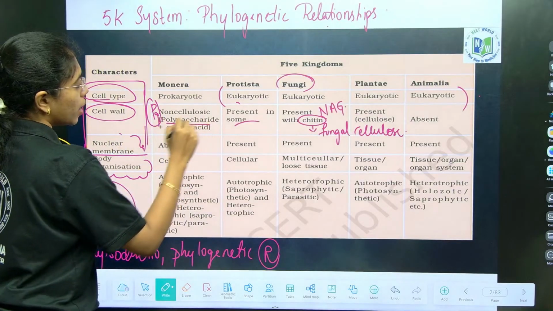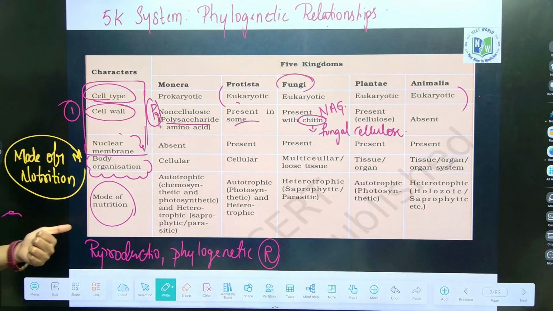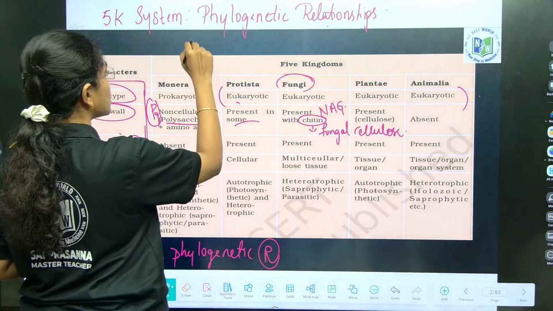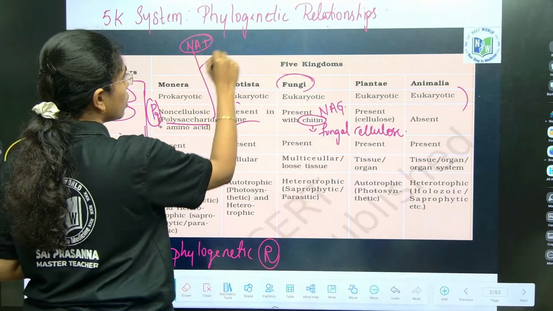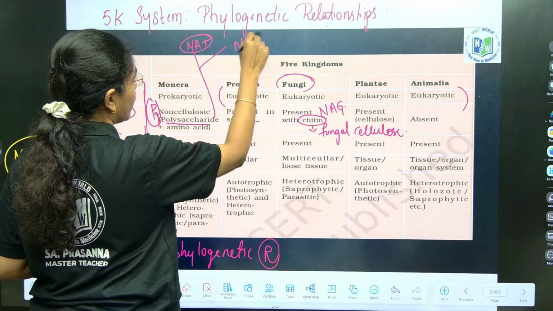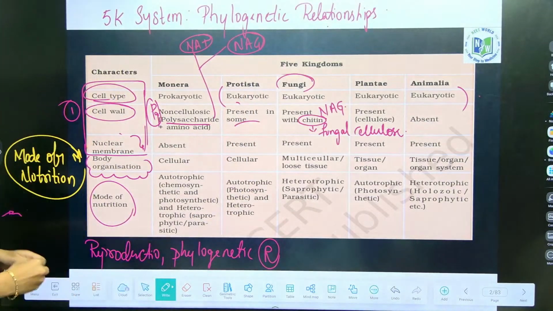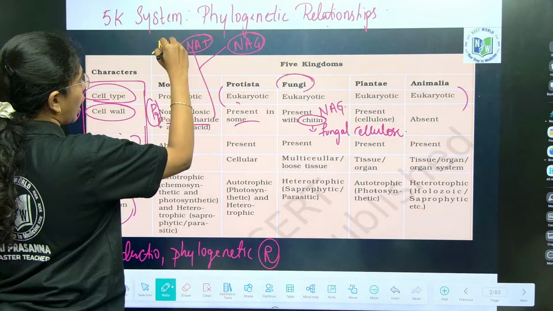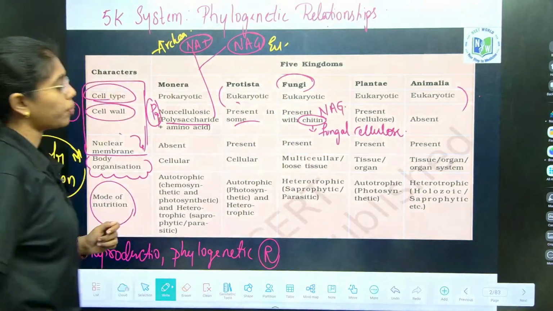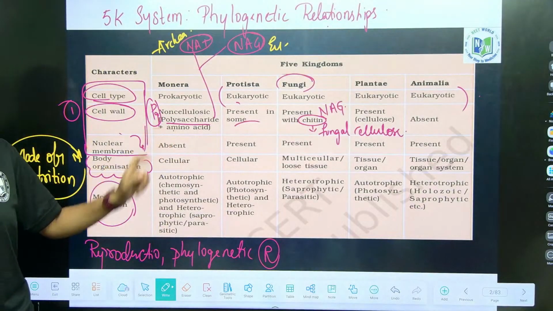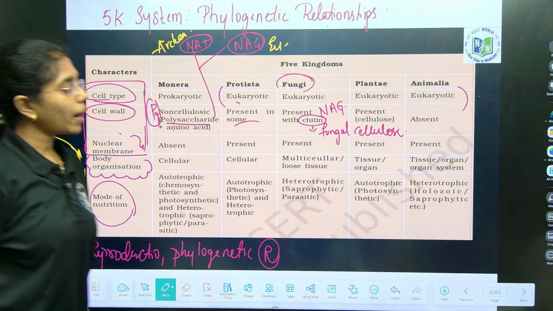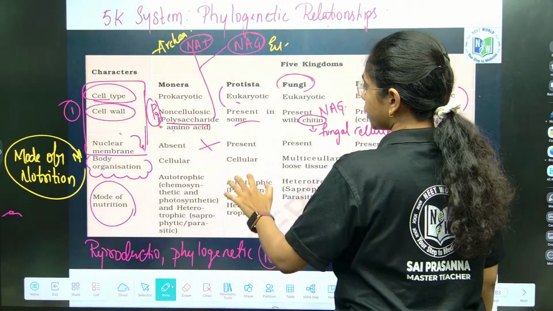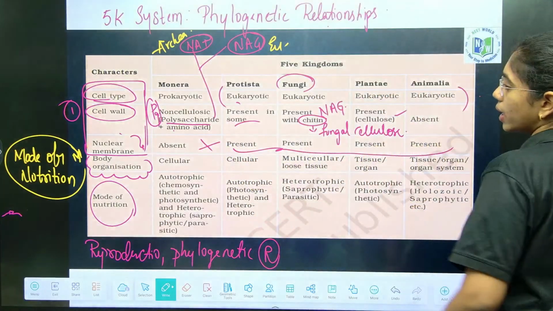Here in Monera we have Archaebacteria and Eubacteria. Archaebacteria will have NAT, N-acetyl talosaminuronic acid. Eubacteria will have NAG, N-acetyl glucosamine. This is for Archaebacteria and this is for Eubacteria, the type of polysaccharides. And peptides will be in the form of amino acids only. In the Plantae kingdom, we know it is a cellulosic cell wall again. Nuclear membrane is absent in Monera, present in the other 4 kingdoms.